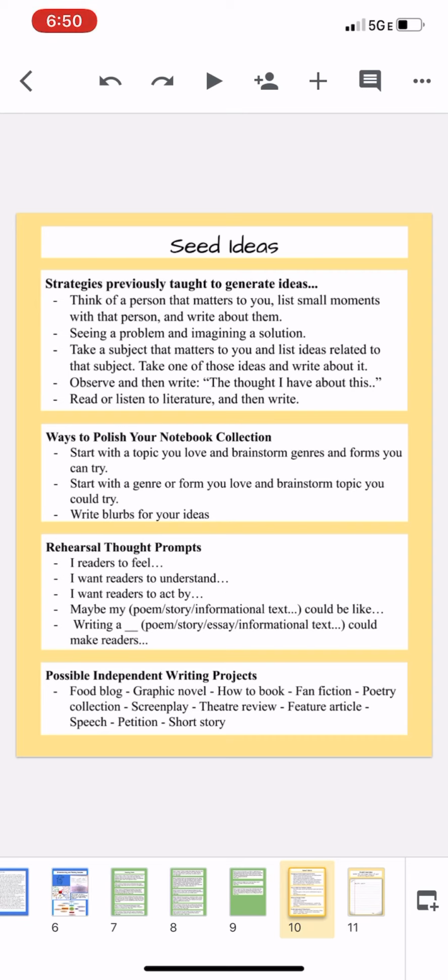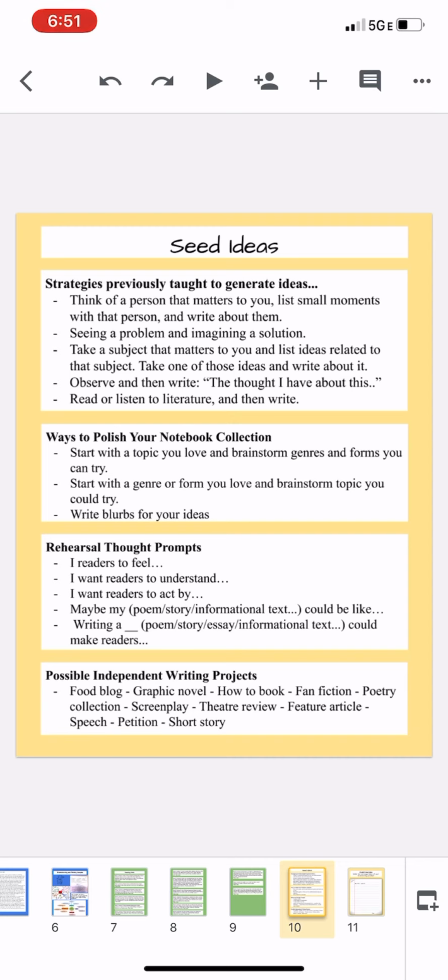You could also take a subject that matters to you and list ideas related to that subject and use one of those ideas to write about. There's a lot of things going on in the world right now that you could have opinions about. You could talk about music, you could talk about art, you could talk about a sport, and maybe come up with ideas to write about off of that topic. You could observe and then write. You could watch a YouTube video. You could see something going on around you and then have a response to it, write about it, have an opinion to it, a reaction.